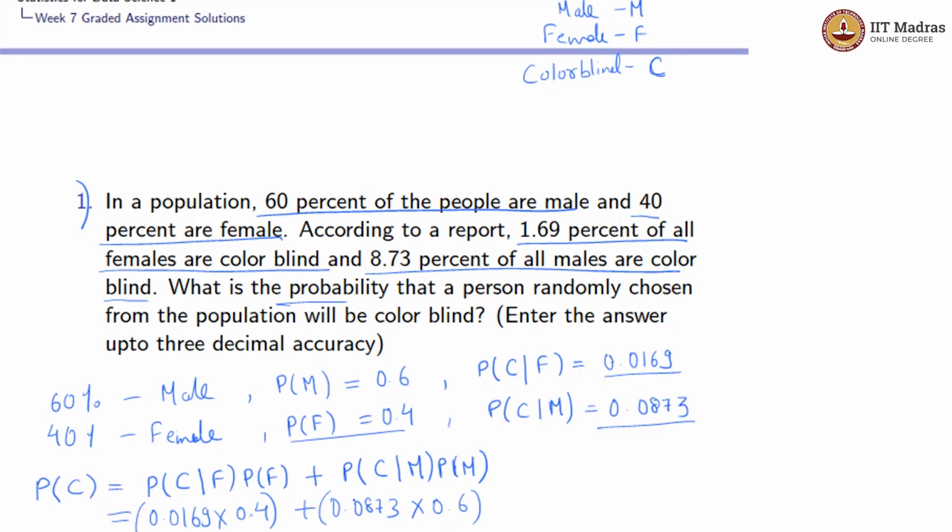So if you solve it, the first term is equal to 0.00676 and the second is equal to 0.05238. So you will get the final answer as 0.05914. But the question asks to enter the answer up to 3 decimal accuracy. So our correct answer will be 0.059. So this is the answer.